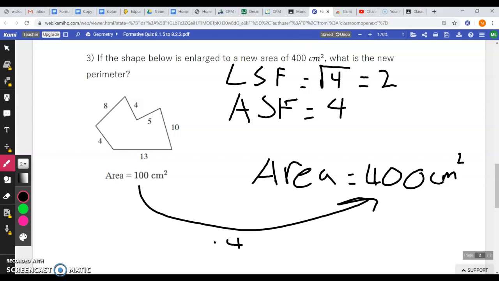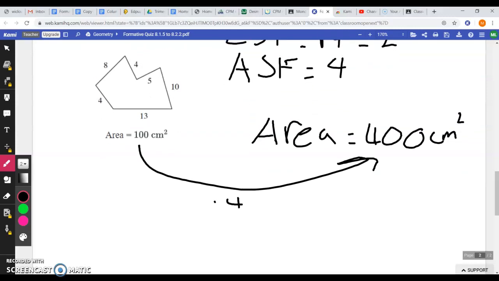Now, I need that linear scale factor because I know that side lengths are scaled by a linear scale factor and perimeters are scaled by a linear scale factor. So what I can do is find the perimeter of my original, smaller shape, and multiply it by my linear scale factor to find the perimeter of my new shape. And so that's what we're going to do here.